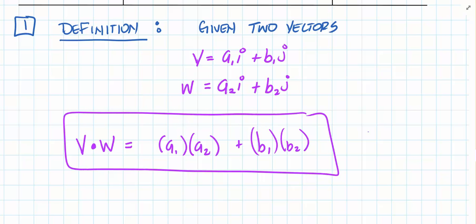Notice that the dot product is going to give you a number. All right, it's a number answer. The dot product will give you a number given two vectors. So we're going to multiply the horizontal and vertical components, and add them together. That's going to be the definition of our dot product.